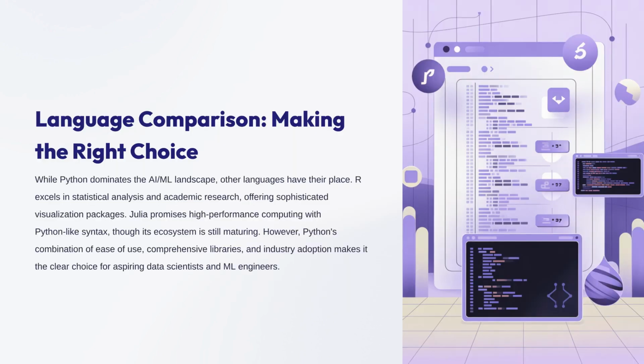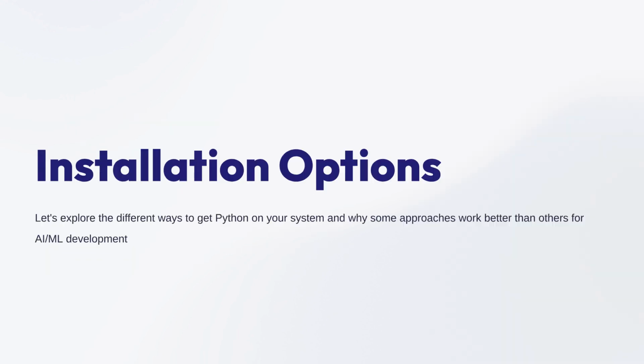While Python dominates AI/ML, other languages like R and Julia have their strengths. R excels in statistical analysis and visualization, while Julia offers high-performance computing. However, Python's ease of use, comprehensive libraries, and industry adoption make it the clear choice for aspiring data scientists and ML engineers. Let's explore different ways to install Python and why some methods are better suited for AI/ML development.